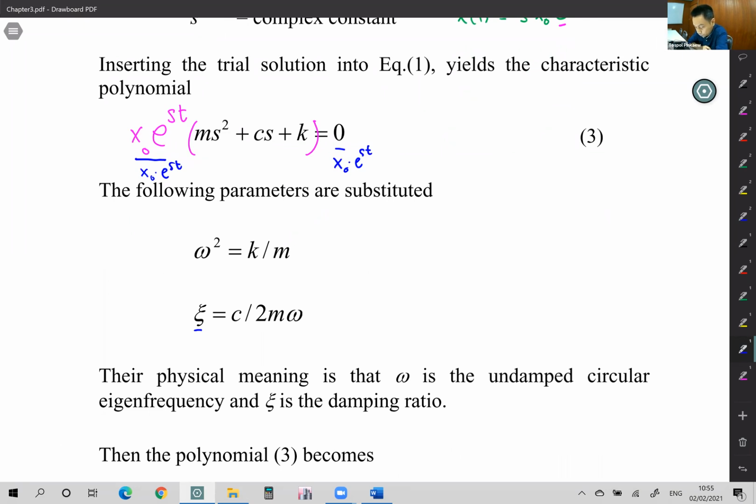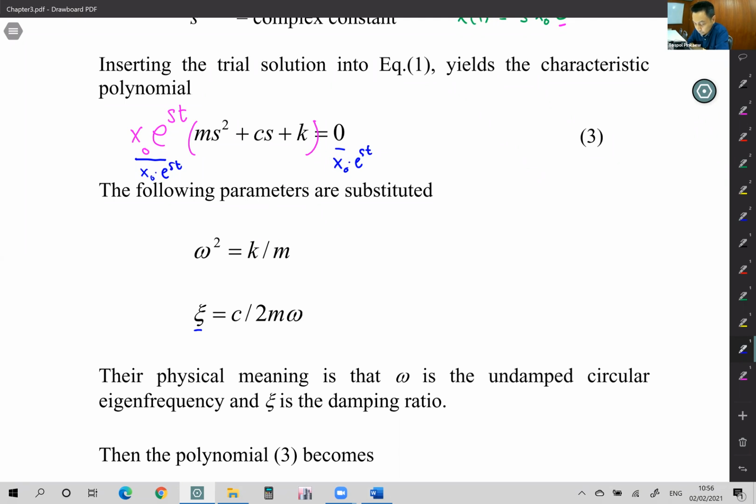Equal to C over 2m omega. These two terms we define do not actually introduce new parameters to the system. Remember, the parameters you have are M, C, and K, three of them, right? But now we try to have only two parameters instead of three. That is omega and psi.